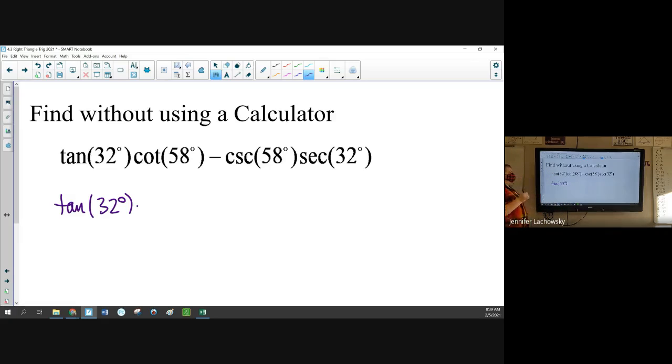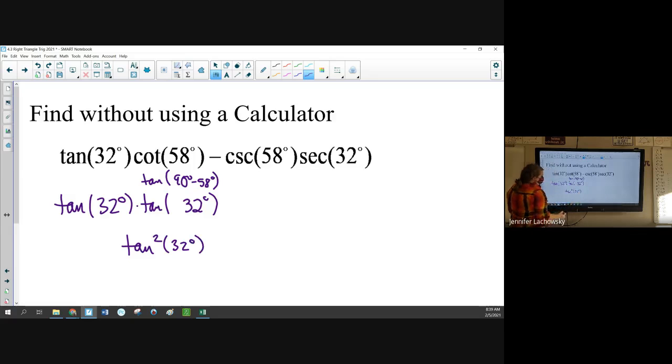Can I rewrite cotangent of 58 degrees in terms of tangent? Yes. So cotangent of 58 degrees is equivalent to tangent of what? Of 90 minus 58, which is what? 32. Cotangent of 58 is equivalent to tangent of 90 minus 58, which is its cofunction. Okay, so what's tangent of 32 degrees times tangent of 32 degrees? Tan squared of 32 degrees. I don't know what tangent of 32 degrees is, but there we go.